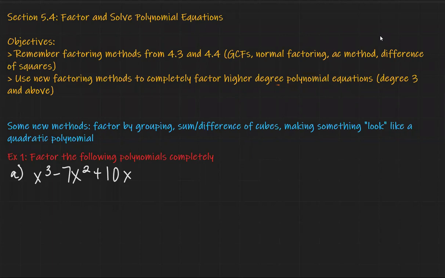The idea of today, our objectives, first of all, is to remember factoring methods from 4.3 and 4.4. That involves GCFs. Remember, your first step always was to take out a GCF before you factored. That's still going to be the same. So good for you, you don't have to worry about changing that knowledge. Your first step will always be to factor out a GCF.